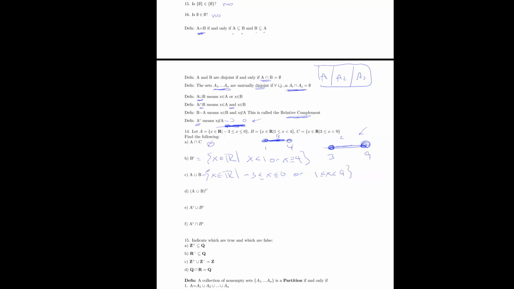Okay, so (A union B) complement, so the opposite of this, or what is not in there. So this would be the x's are smaller than -3, or I've got between 0 and 1, or x's are bigger than or equal to 4. All right, does that turn out to be A complement union B complement?